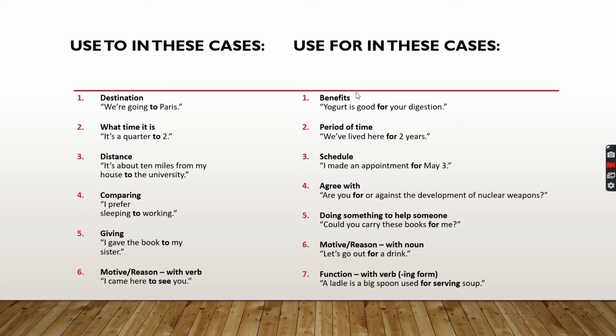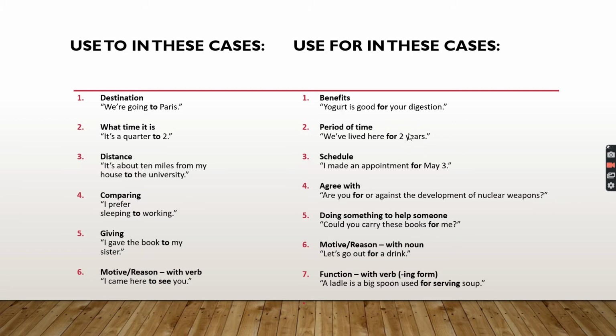Coming to for. Like I already explained, we use for when something is good for us. It benefits us. So yogurt is good for your digestion. So when you're talking about for, benefit. Then you can use for when you're talking about a period of time. We have lived here for 2 years. That means it is talking about a period of time.